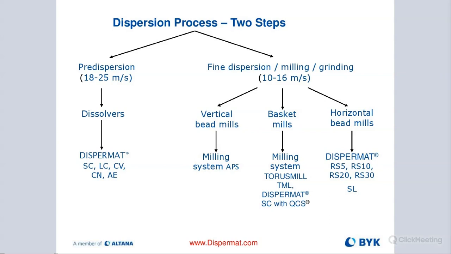And then we also have the Dispermat SC with quick change system, which allows you to very quickly transition between a disperser and a basket mill, going back and forth, so you don't have to buy 2 pieces of equipment. Your entire development process can be done on 1 piece of equipment, which is really nice. You don't need as much lab space or manufacturing space. Or we have the horizontal bead mills, which allow you to go down to super small particle sizes, smaller than 50 nanometers. We have our RS series for manufacturing, as well as the SL for the lab space. We'll talk a little more in detail later in the presentation.